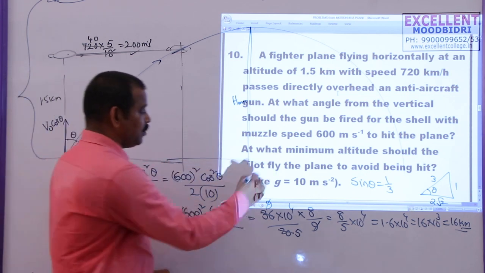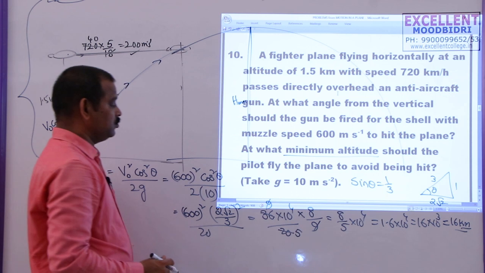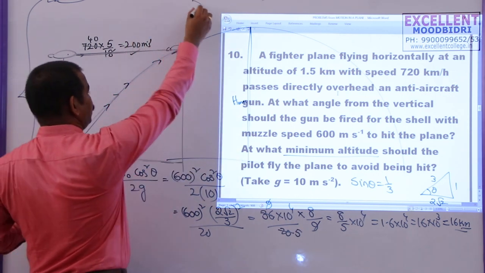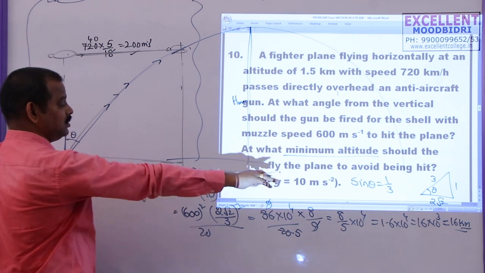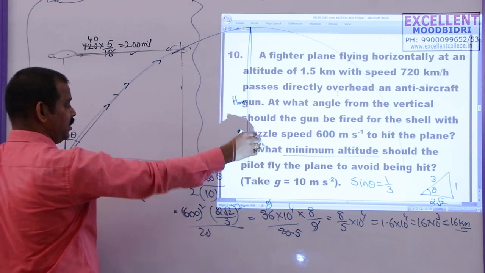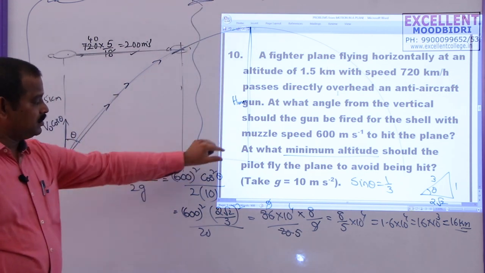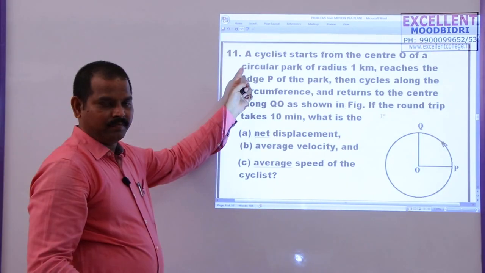So what is the minimum height or altitude at which the pilot should fly the plane to avoid being hit? It means the height should be more than 16 kilometers, or minimum it should be 16 kilometers. This is the answer for the second part of this problem.